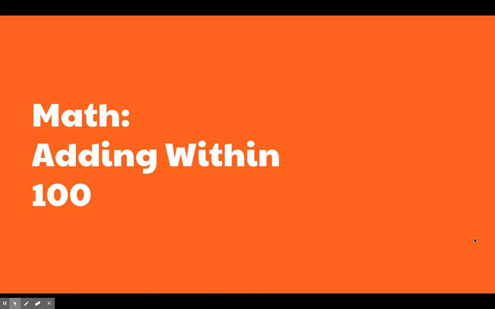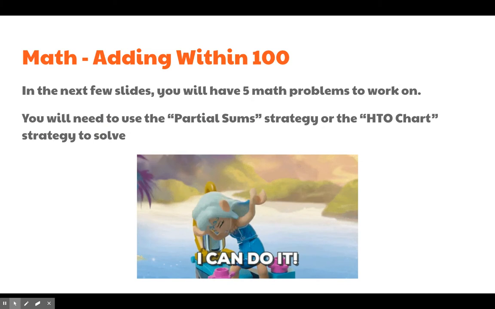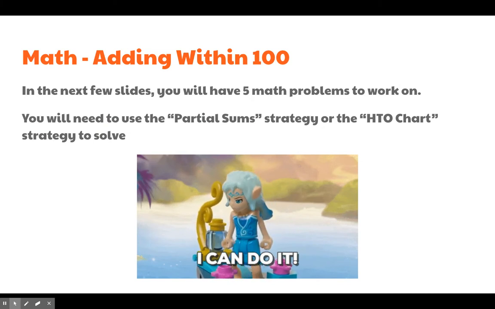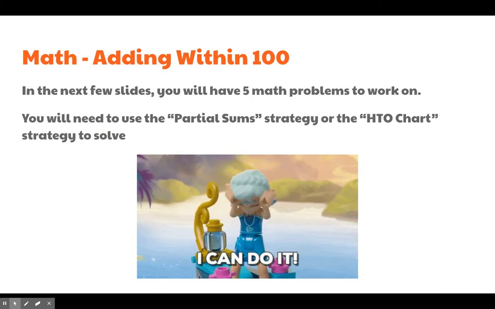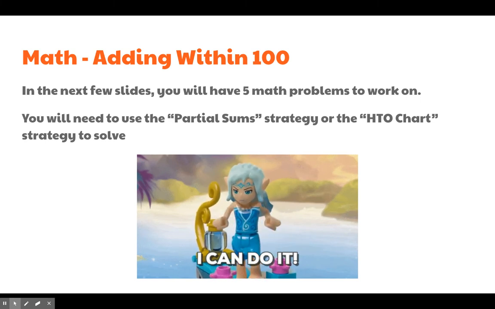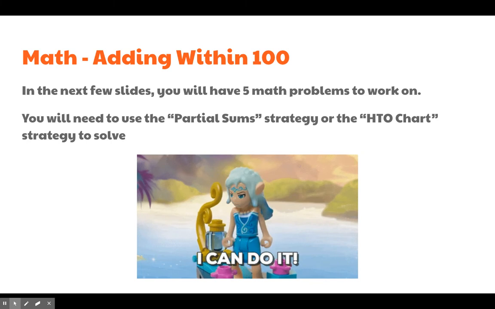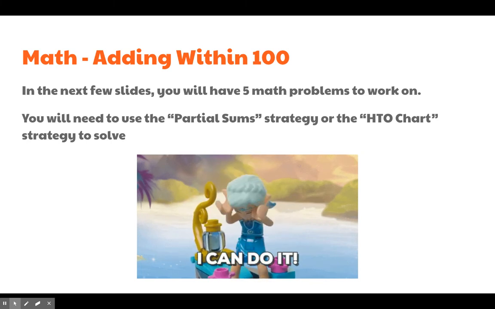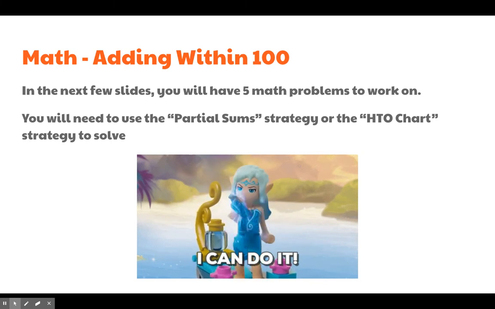The next thing you're going to do is we've got some math problems for you to do. So in the next few slides, you will have 5 math problems to work on. What I want you to do is you will need to use either the partial sums strategy, where you line up your expanded form numbers, or the HTO chart strategy to solve. Either one is fine. Whichever one you feel a little bit more comfortable with, you can do.